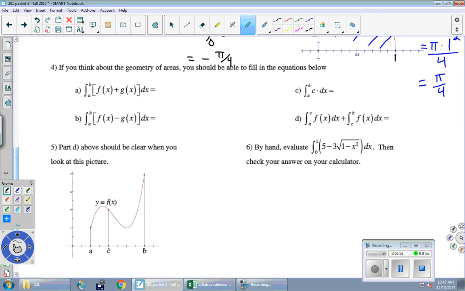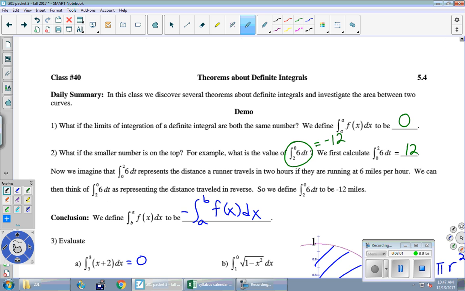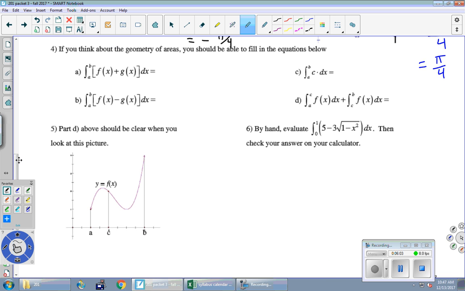Okay, more properties. Okay, number 4. It's got 4 different things for us to fill in. The first one says the integral from a to b of f of x plus g of x dx. Now f of x plus g of x, it looks like 2 functions, but it's really 2 functions added together, which we can think of as just being one sort of bigger function. And it turns out that if you think about areas, you can come to this conclusion that you can actually separate this and do your 2 separate areas separately and then add them up at the end.